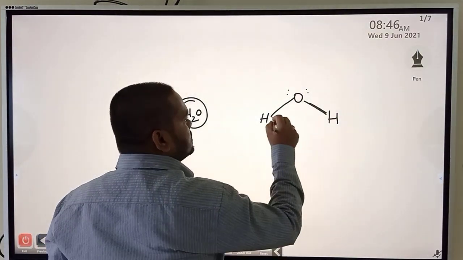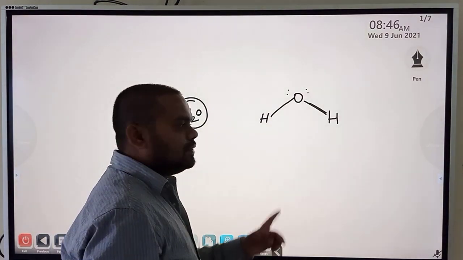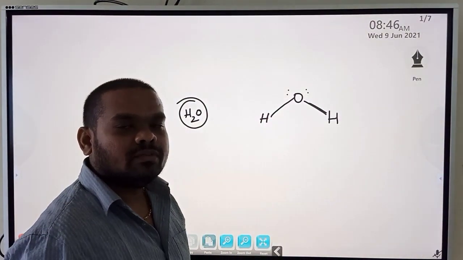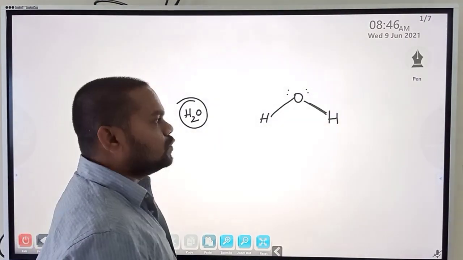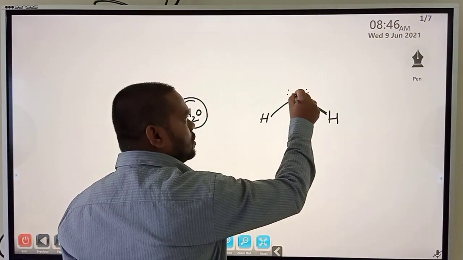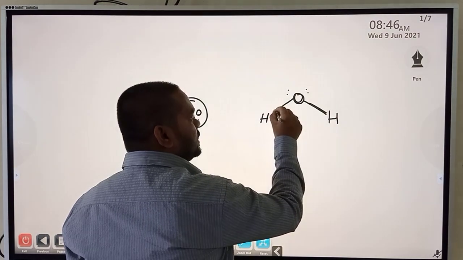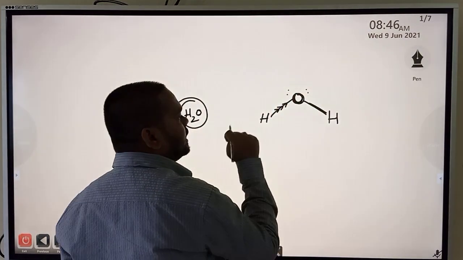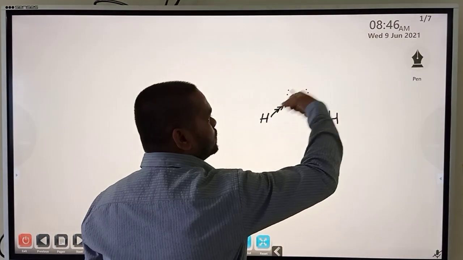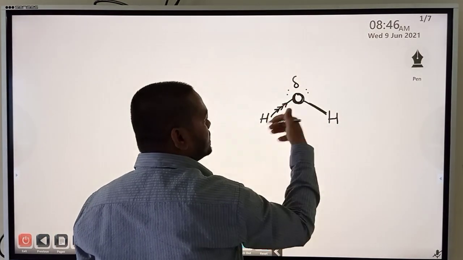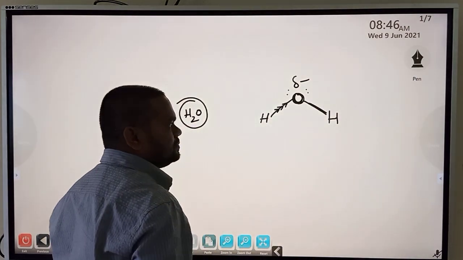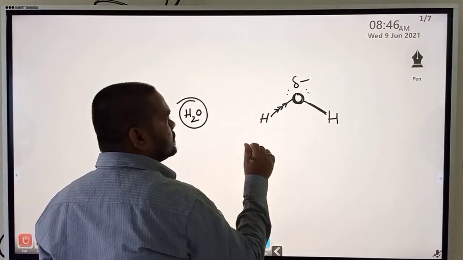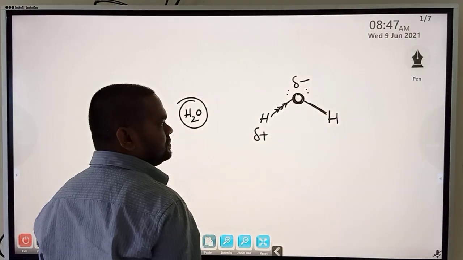Now if I ask you a question, between hydrogen and oxygen, which is more electronegative? Of course, oxygen. Because oxygen is more electronegative, the electron pulling capacity of oxygen is higher than hydrogen. So that's why it pulls the electrons towards it. When it pulls, it gets a partial negative charge. On the other hand, hydrogen will get a partial positive charge.